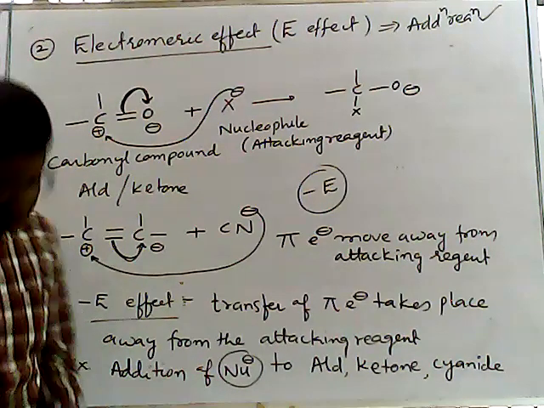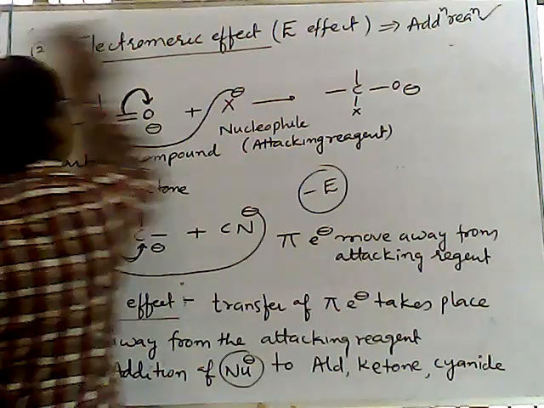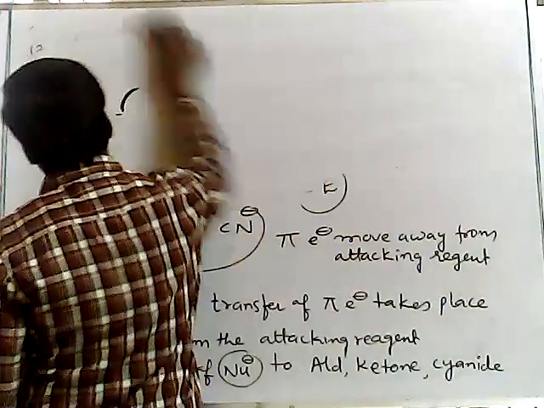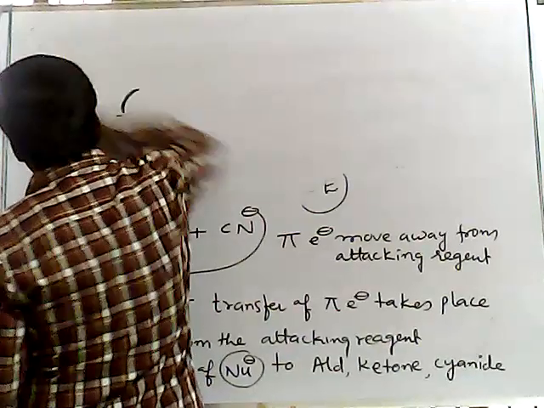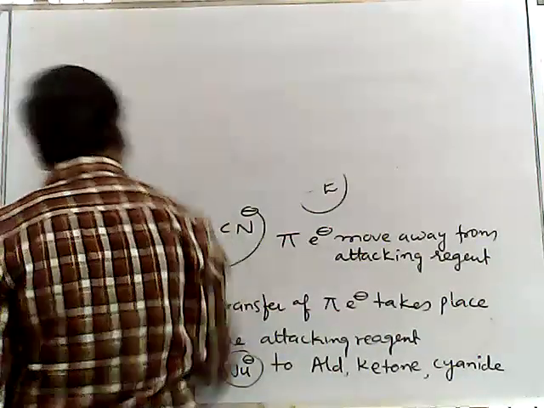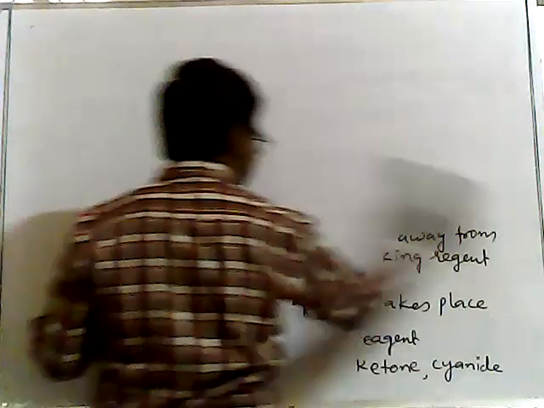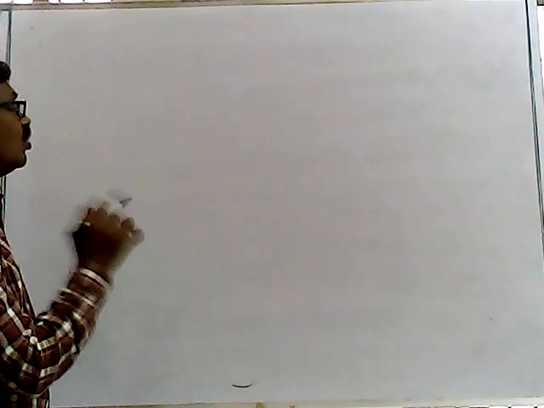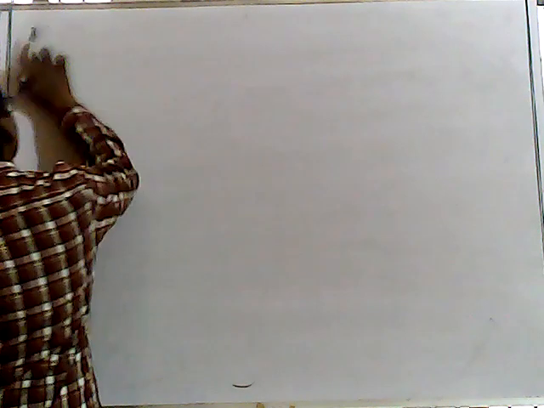Then the next concept is resonance effect or mesomeric effect. To understand the mesomeric effect or resonance effect, first of all you should know what resonance is. The resonance concept is also very important. All are the basics. Many second year concepts you can understand by these polar effects. Next thing here is resonance.